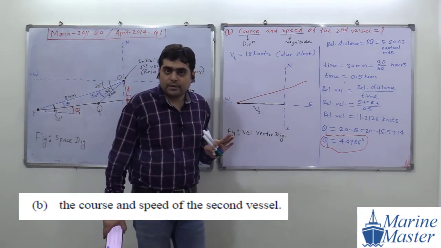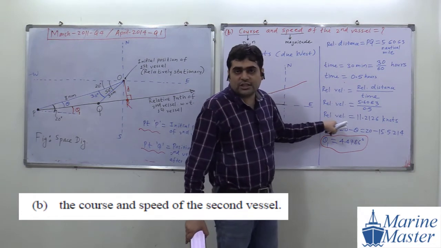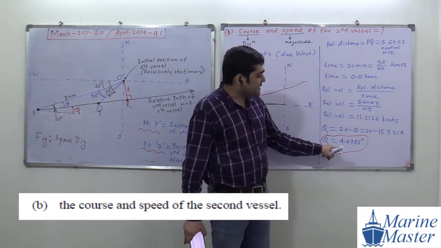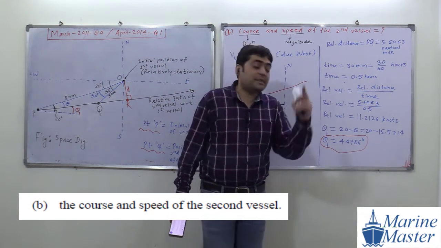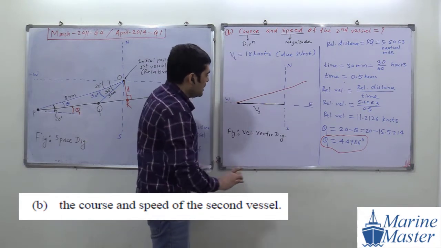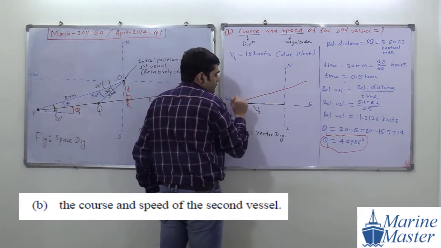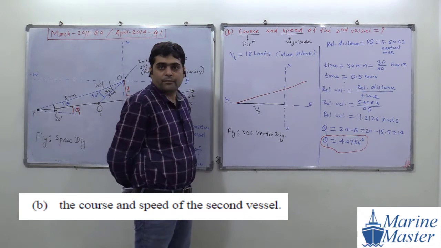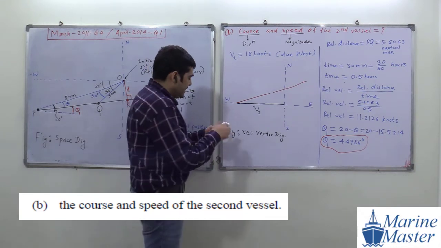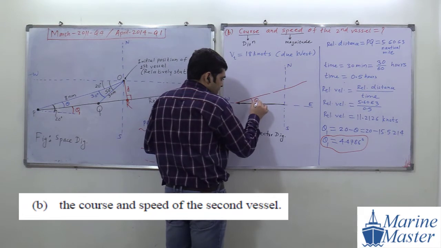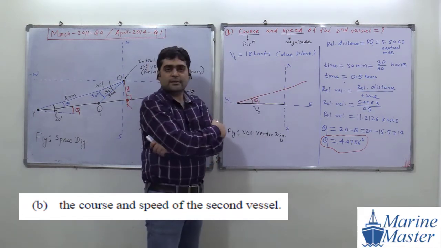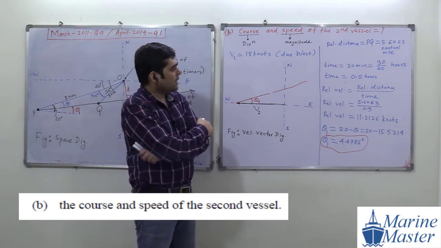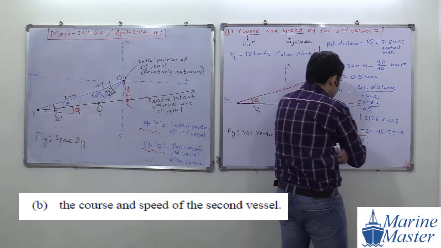Are you getting my point? This relative velocity that we got is the relative velocity of the second vessel with respect to the first, and we got its direction, theta 1. From this drawing, my question is: where does this relative velocity end, here or here? Theta 1 is this one. Its value is 11.2126. Everyone observe this value.